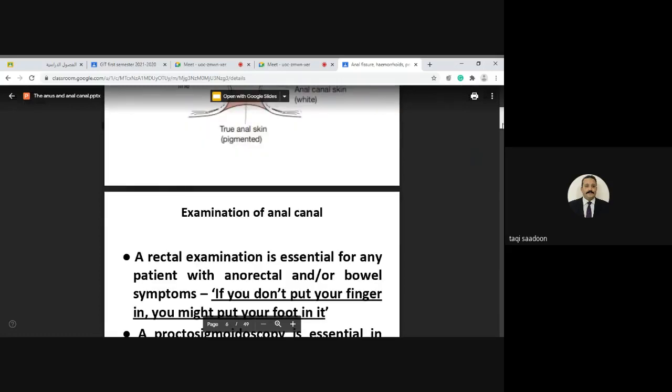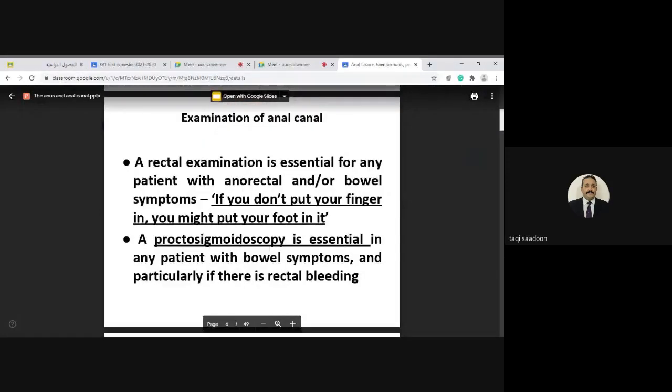Examination of the anal canal, as I told you in the last lecture, this wisdom: if you don't put your finger in, you might put your foot in it. Who can explain this statement for me?